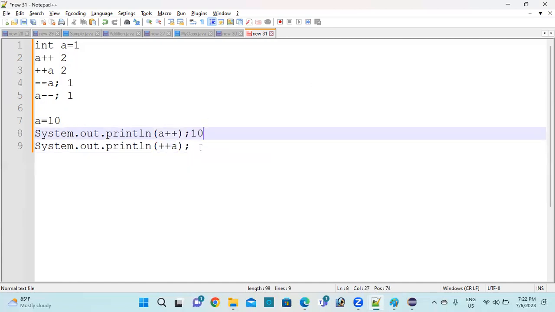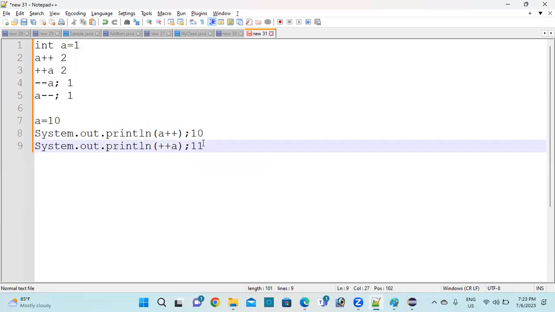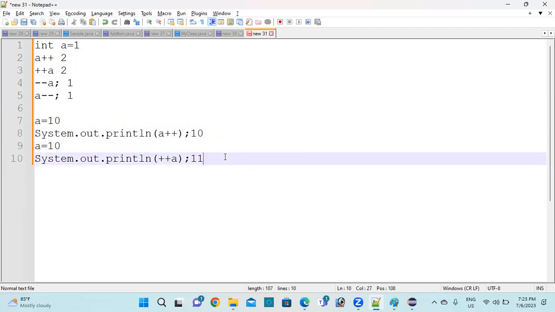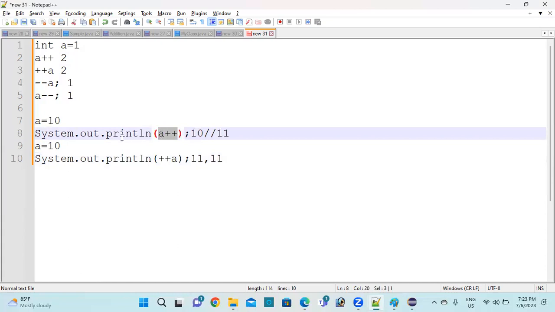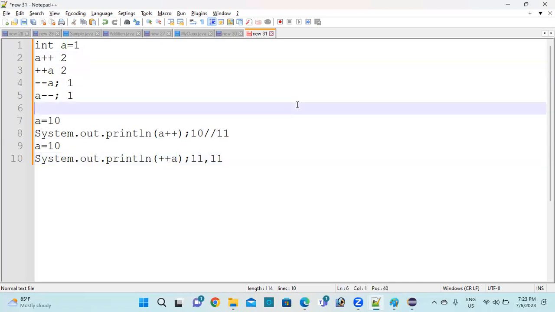10 only. Here, what is your answer? 11. Why 11, why 10? Here also you take a equals to 10. The answer is 11 for this. Why? Because here it is 10, and after that it will increment. Here 11, for initial only it is incremented. After that also the value will be 11. This particular statement depends on SOP, but here it is not depending on anything, so it just increments by 1 or decrements by 1.